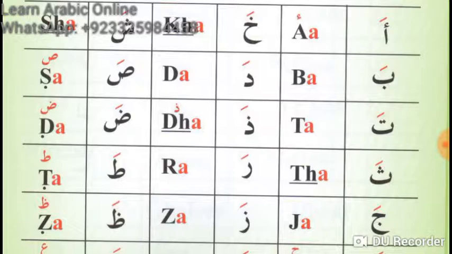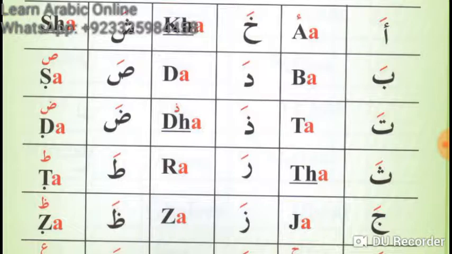Is it hamza, alif? No. Read it like this. Alif, hamza, fatha, a. Okay. Alif, hamza, fatha, a. Good. Ba, fatha, ba. Ta, fatha, ta. Good.